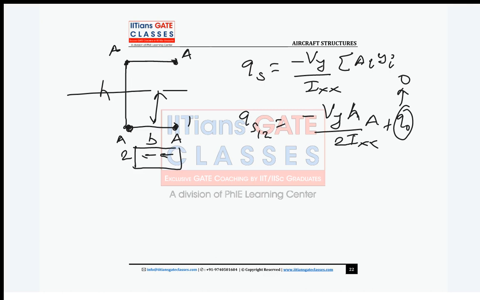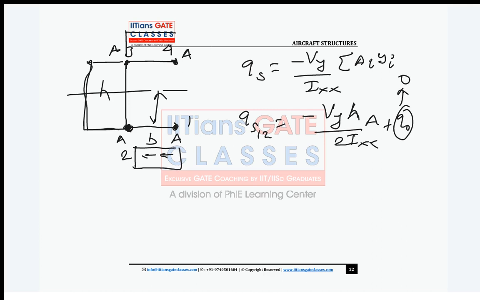Now 2 to 3, 3 to 4. So 2 to 4 will also remain constant, and 3 to 4 also constant. So what is going to happen at point 2? Can anyone tell? What is going to happen at point 2? There will be a jump. Shear flow jump will be there. Okay, there will be a jump.